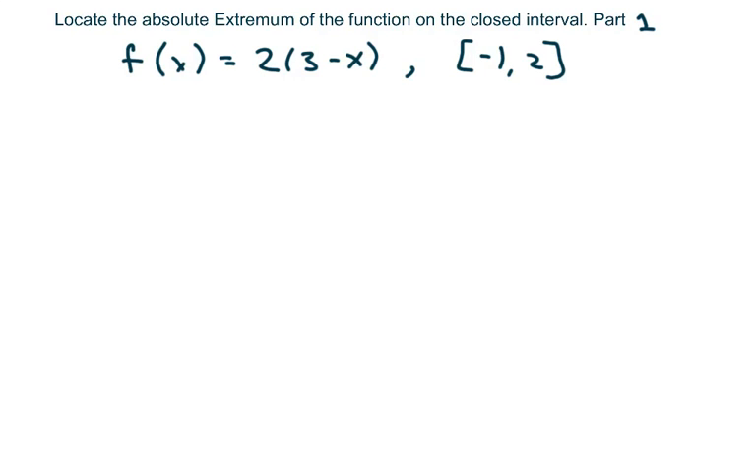Hi everyone, we're going to locate the absolute extremum of the function on the closed interval. The first thing I want to do is to see if there's any critical numbers, and I'm going to take the first derivative after I rewrite this. This would be 6 minus 2x. So the first derivative is negative 2, and since there's no variables there, that means there's no critical numbers.